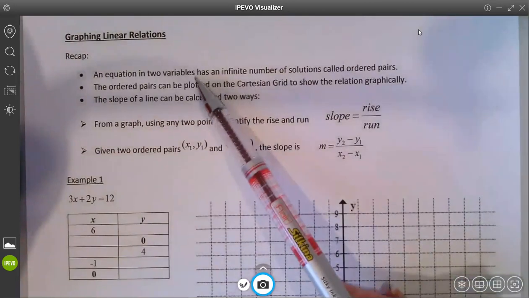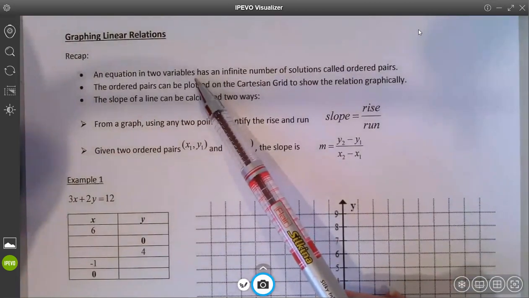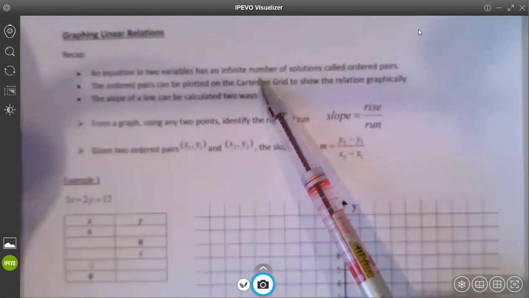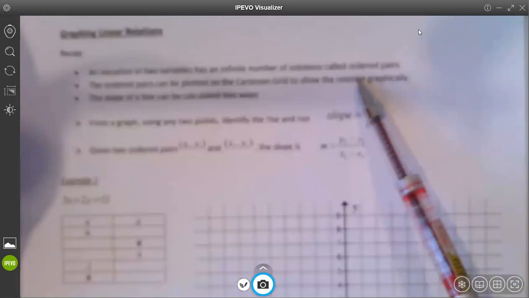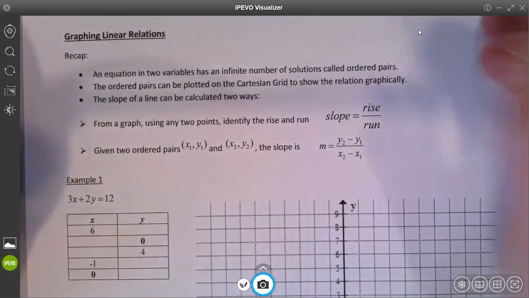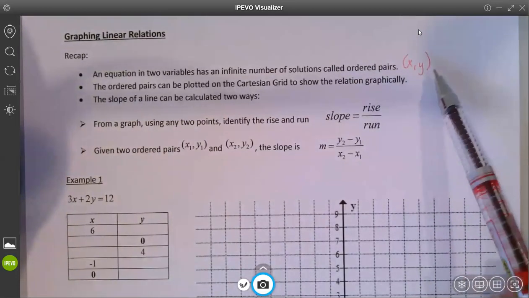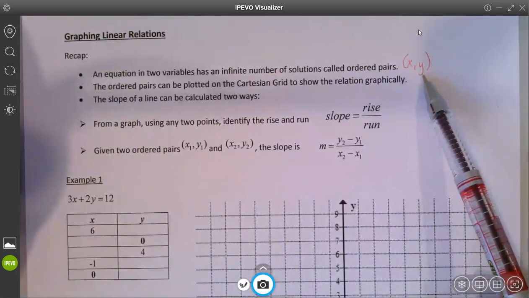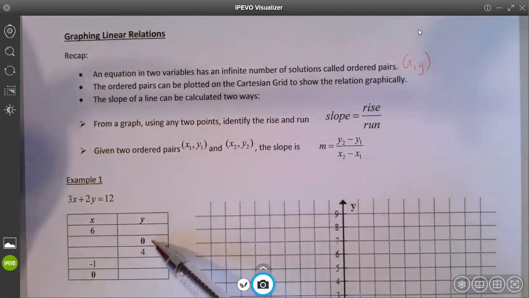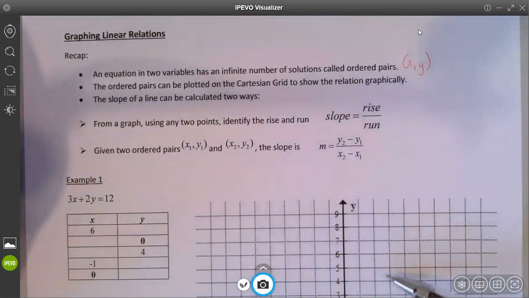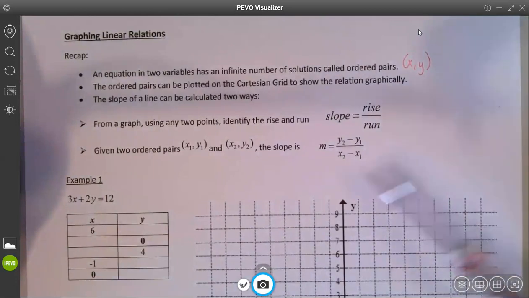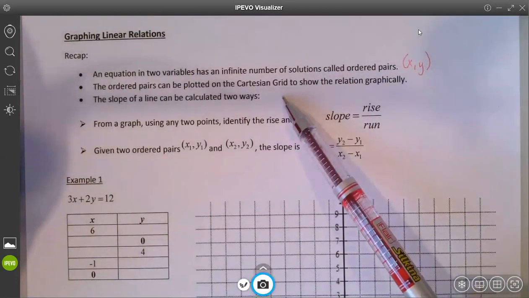An equation in two variables, meaning an equation that has both an x and a y variable, has an infinite number of solutions, and those solutions are called ordered pairs. They are of the form x comma y. We can then take those ordered pairs and organize them in a table of values, and from there we can then graph the relation on a Cartesian grid to see what the relation looks like graphically. Once we have a set of ordered pairs and a graph, we can then calculate the slope of a line.